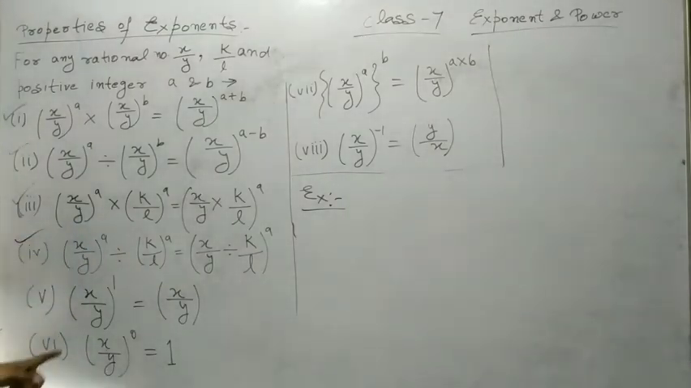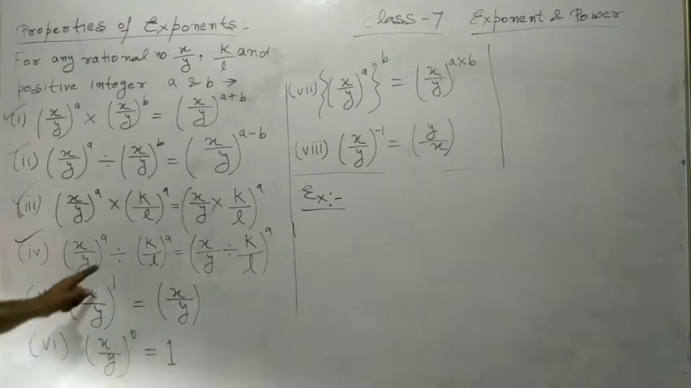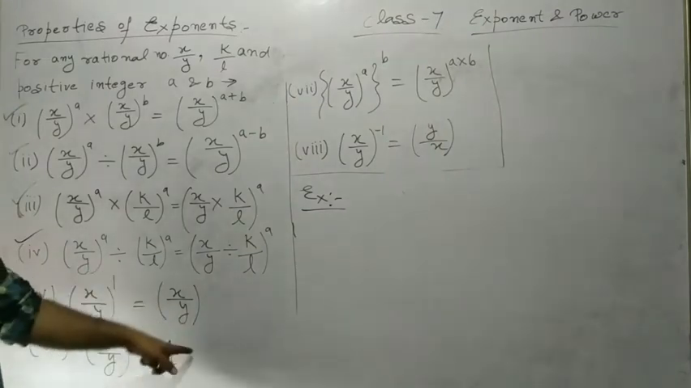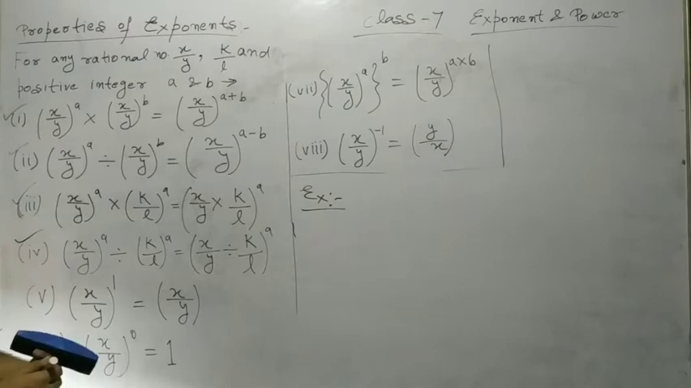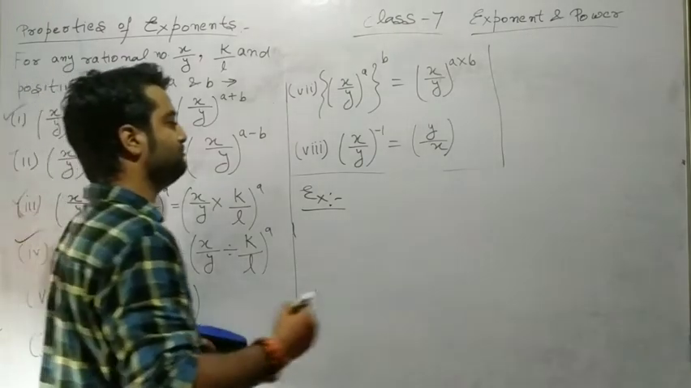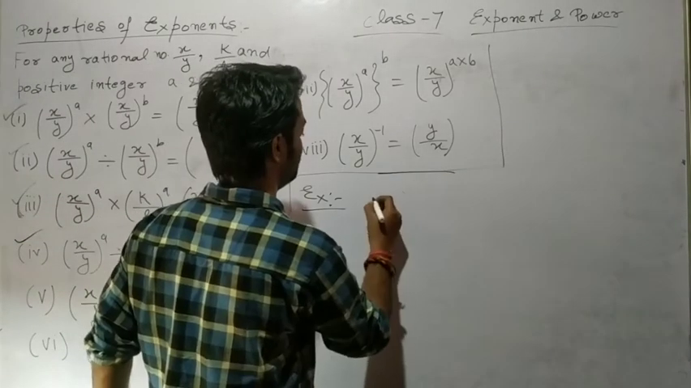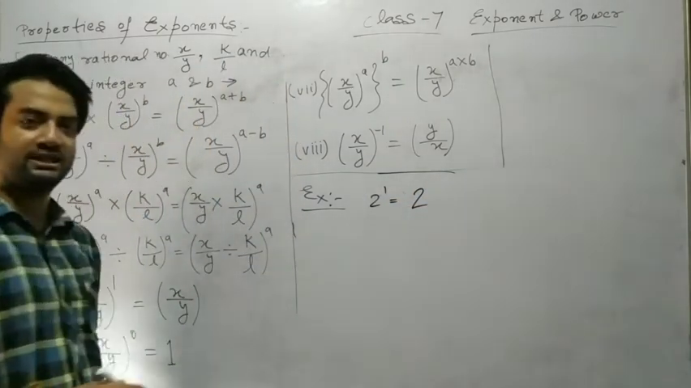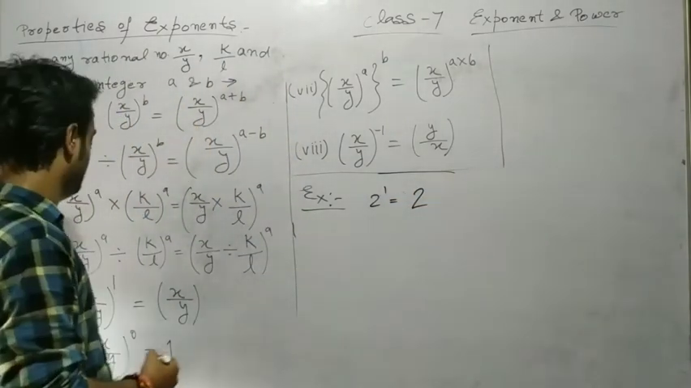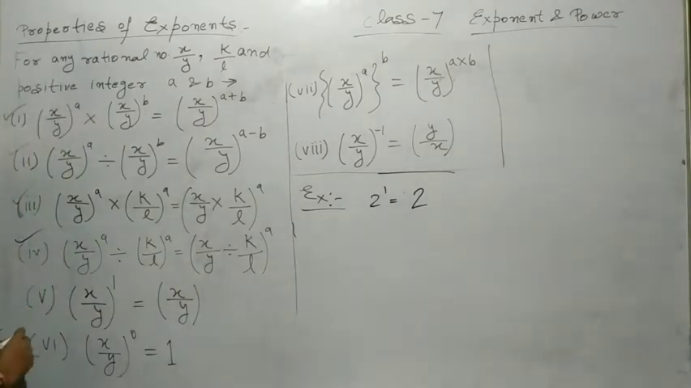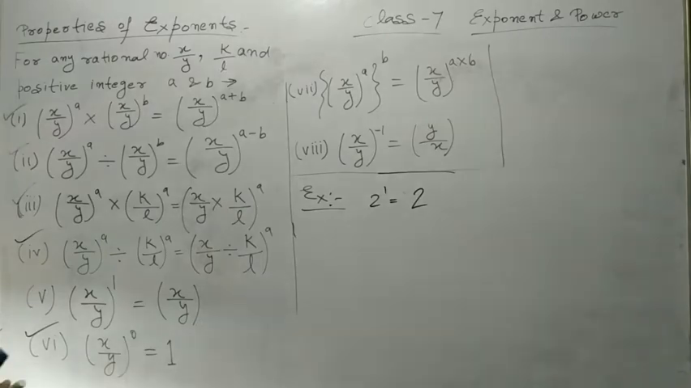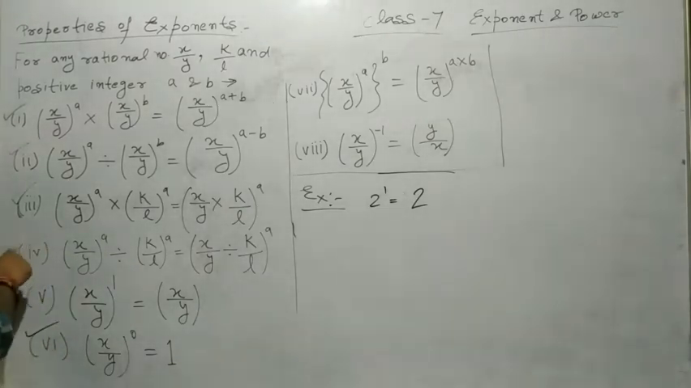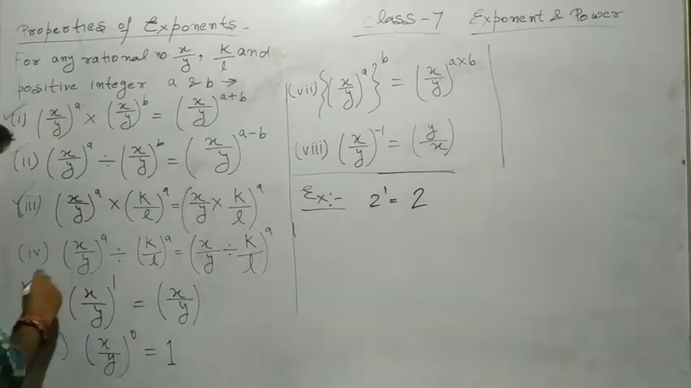Property number 5 is saying that any number having exponent 1 is actually the same number. Okay? So clearly, any number having power 1 is the number itself. Let us prove the fifth and sixth ones together.